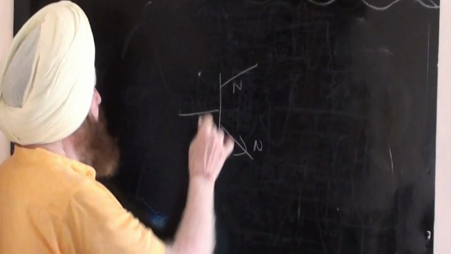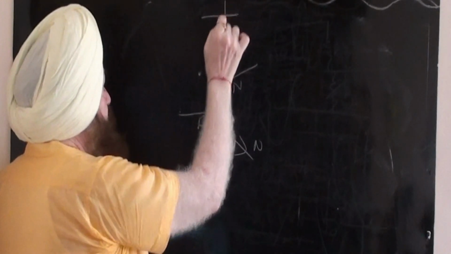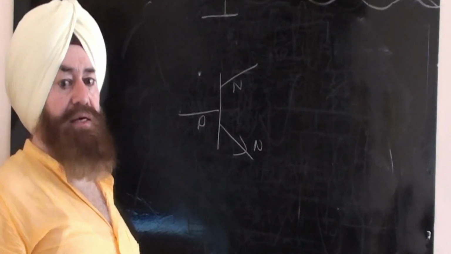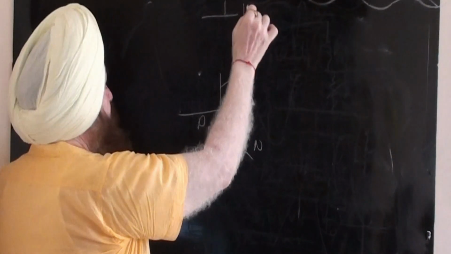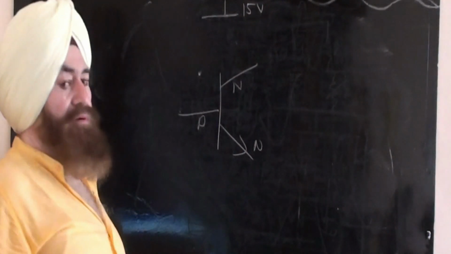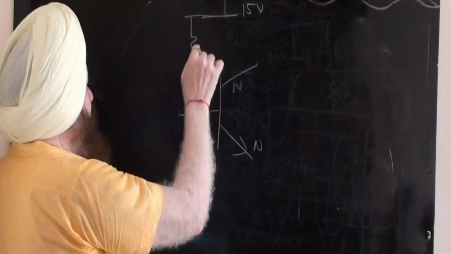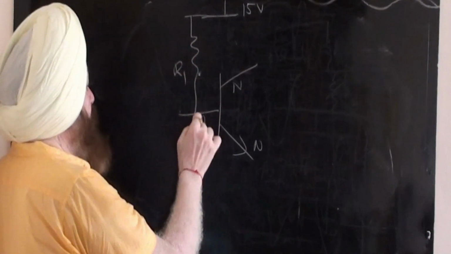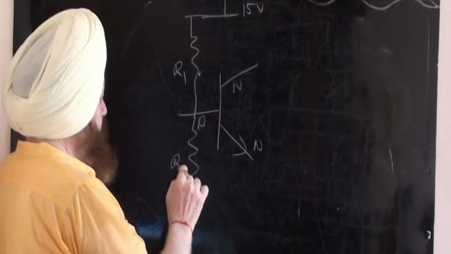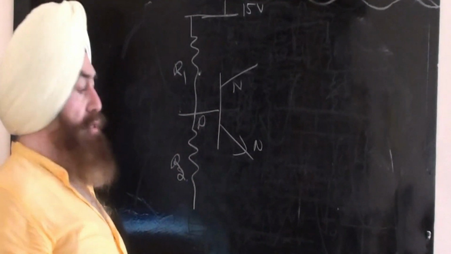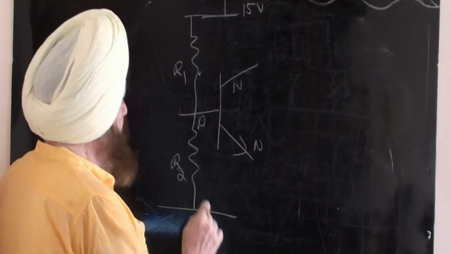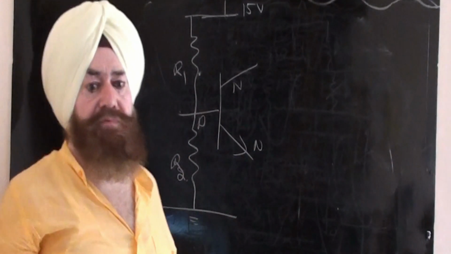Now there are two resistors. There is a supply. Let this supply be 15 volt. Two resistors are connected here, R1 and R2. What is the function of these two resistors, R1 and R2?